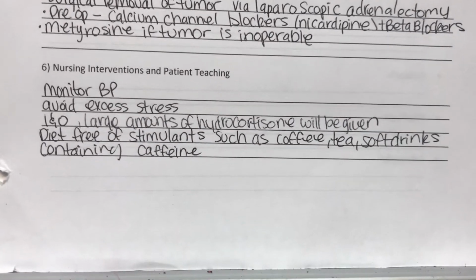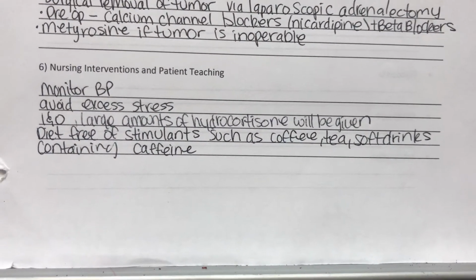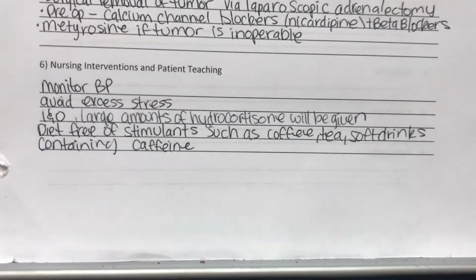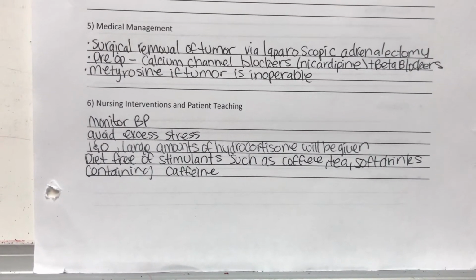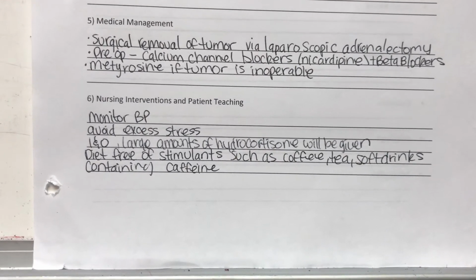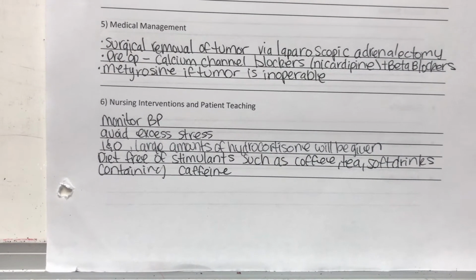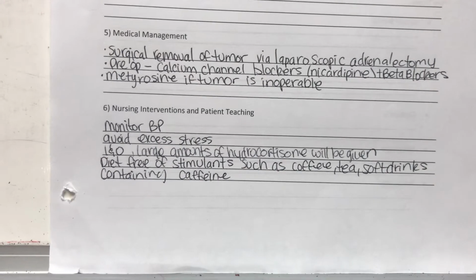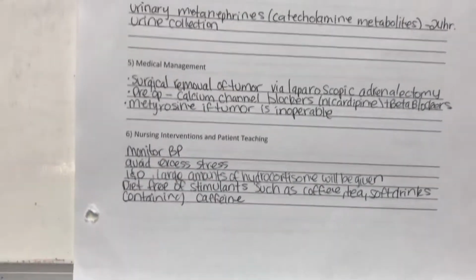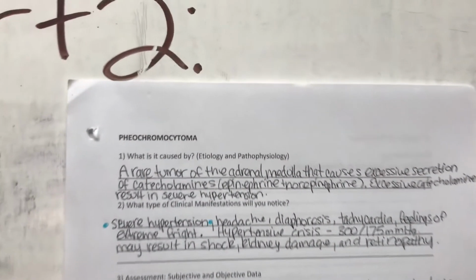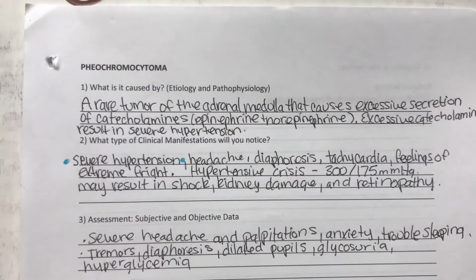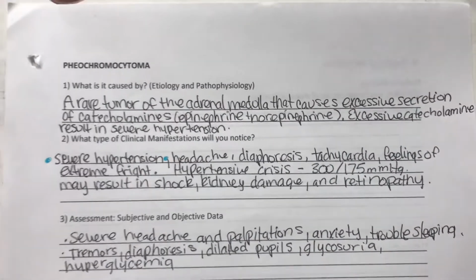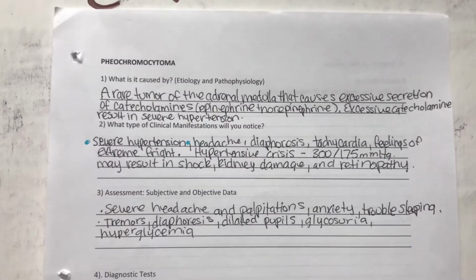So for the nurse, you want to monitor their BP. They need to avoid excess stress, monitor their I&O. Large amounts of hydrocortisone will be given. And diet free of stimulants such as coffee, tea, soft drinks, and anything containing caffeine. So that is pheochromocytoma. Again, it's a rare benign tumor of the adrenal medulla, which causes too much epinephrine.